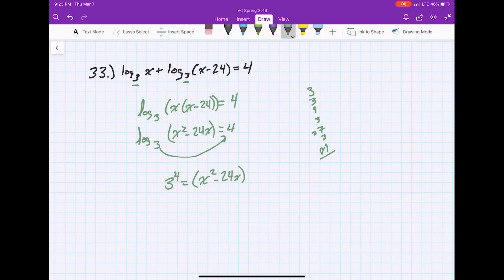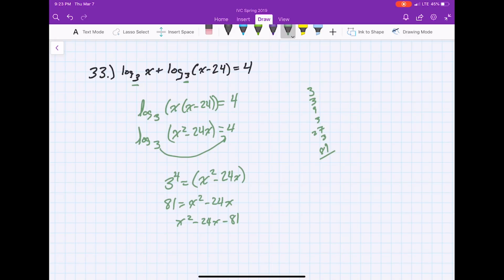Yeah, 81. So 81 is equal to x squared minus 24x. Don't need the parentheses, so I don't know why I drew them before. I'm parenthesis happy. So this turns into a quadratic again. So we're going to have x squared minus 24x minus 81. It's a really big quadratic number. We're used to nice simple ones, so this one's kind of big.